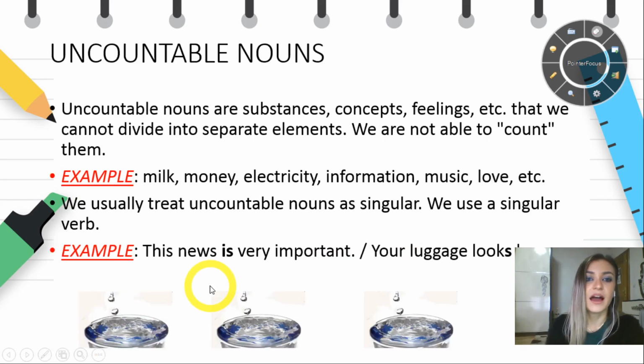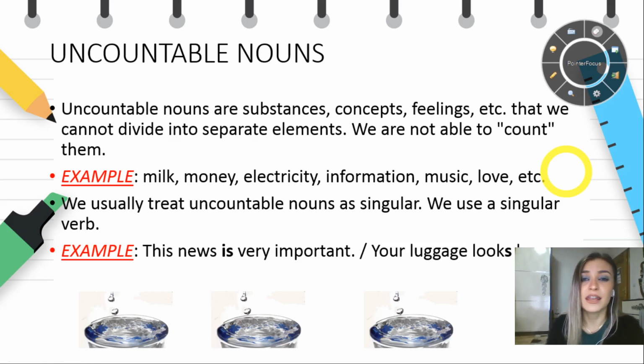Uncountable nouns. Uncountable nouns are substances, concepts, feelings, etc. that we cannot divide into separate elements. We are not able to count them. Examples: milk, money, electricity, information, music, love, etc. So you can make a difference between countable and uncountable nouns.